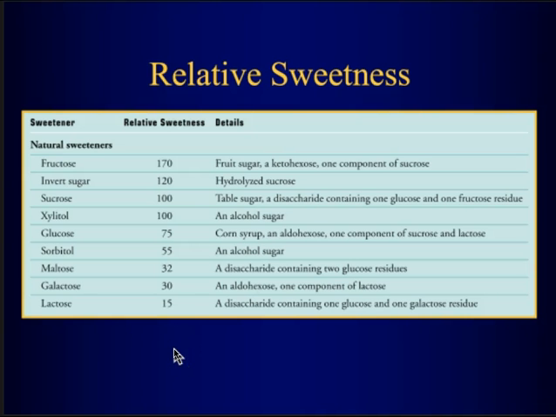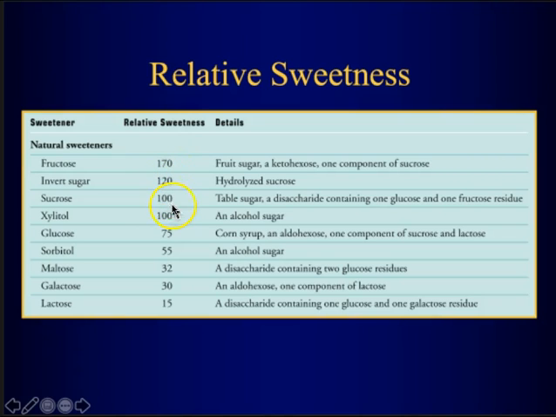So here's a scale of sweetness compared to our sucrose. So these are all natural sweeteners. So fructose, so you think of high fructose corn syrup, right? Why do they add it? Because it's really, really sweet. So when they have something that's high fructose, well, that's because they want it to be super sugary.